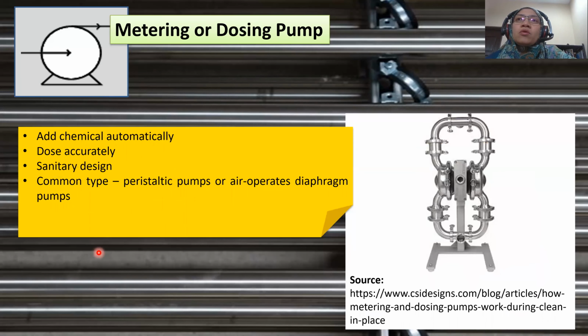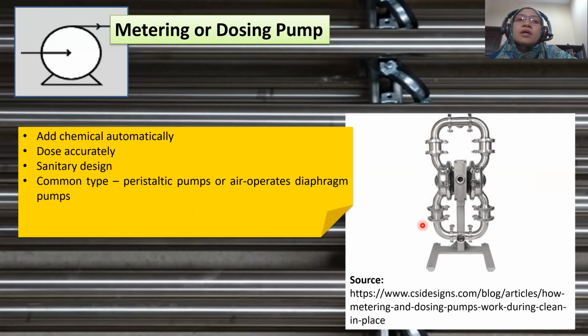Now let's look at the metering or dosing pump. This pump is used to add cleaning chemical or disinfection chemical to a tank or to the main pipes. This will prevent employee exposure to corrosive chemicals. A good metering or dosing pump can add chemical automatically, and it can dose accurately. It shall have a sanitary design, and the typical types of pump used for metering or dosing are the peristaltic pump or air-operated diaphragm pumps. This is an example of a diaphragm pump.